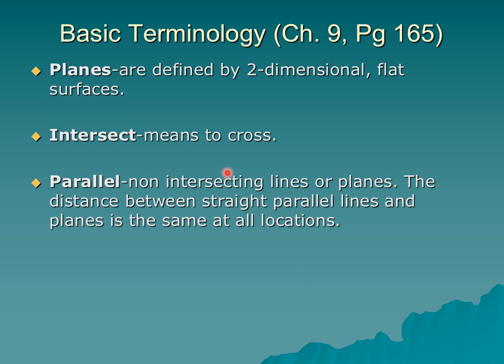And intersection means whenever two lines or two planes intersect each other, they cross each other, right? And parallel means something that never intersects with each other. For example, the rail lines, you see, they always go side by side, but they don't ever intersect. And they have the same distance at every single point, at every time.